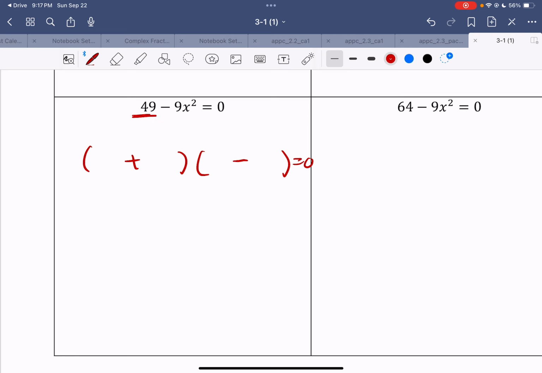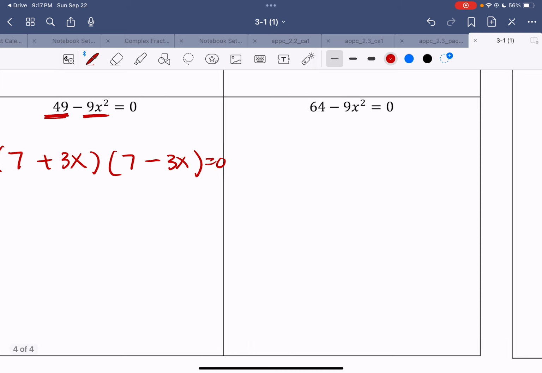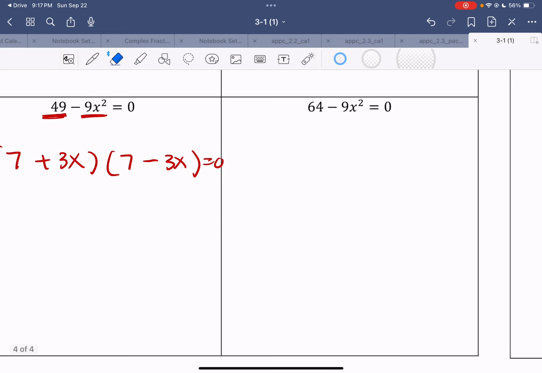What gives you 49? Do you see the number comes first? So I'm going to write the number first. 7 times 7. What gives you 9x squared? 3x times 3x. So pause the video. Try the question on the right by yourself.